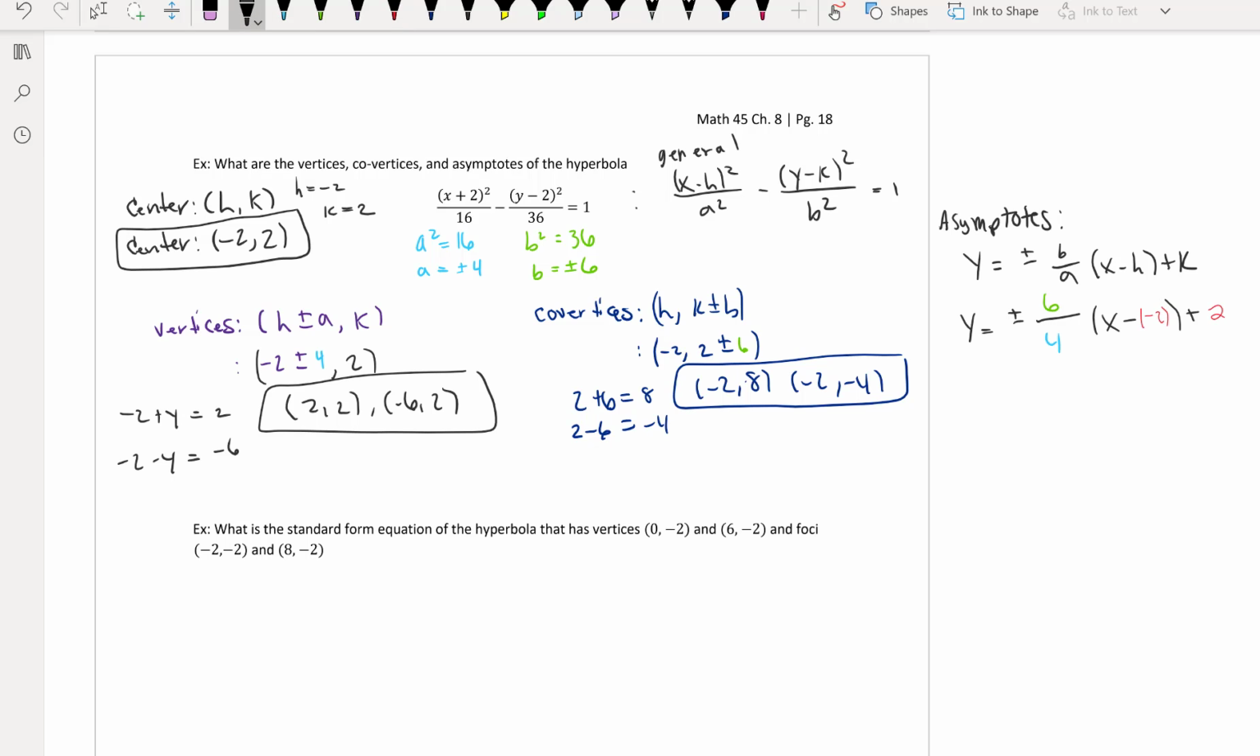So let's just clean this up a little bit. So y is equal to plus or minus 3/2 times x plus 2, plus 2. And you could distribute, or you can just leave it alone. I'm okay if you leave that alone for now, okay? All right, so I have found the vertices, co-vertices, and the asymptotes.